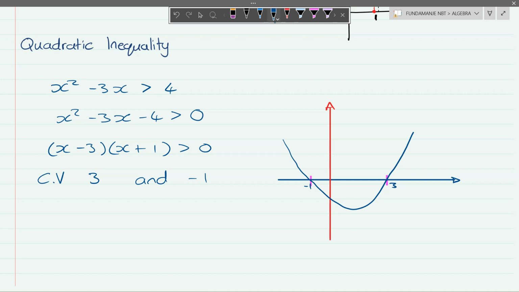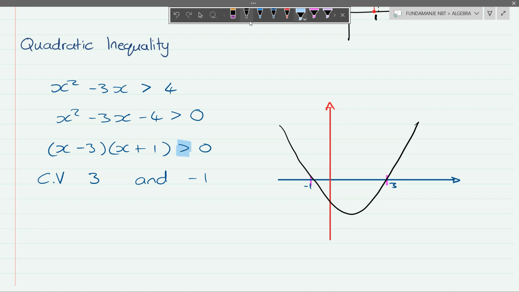And in case you're wondering, how did I know to draw it facing this way and not that way? For that, you look at the value of a. If a is positive, then you draw it as a smiling shape, so like that. Let me try that again. Something like this.